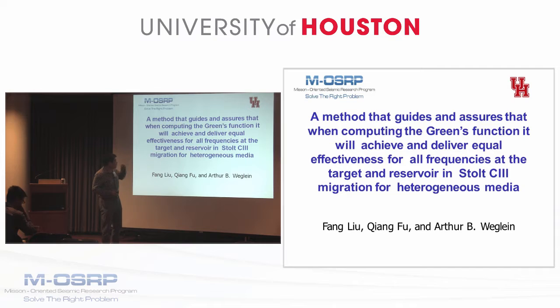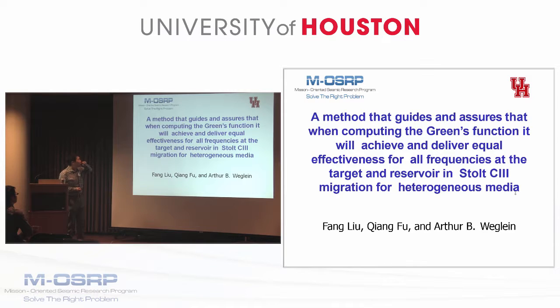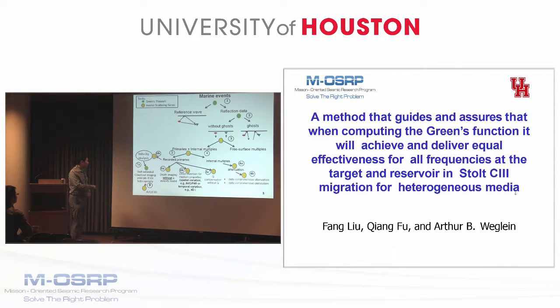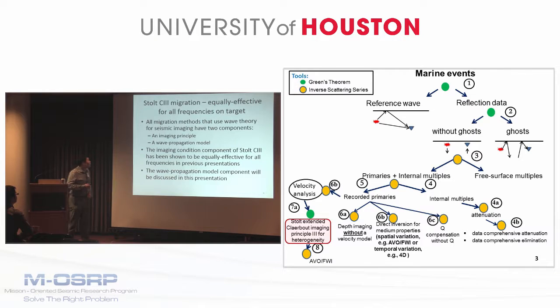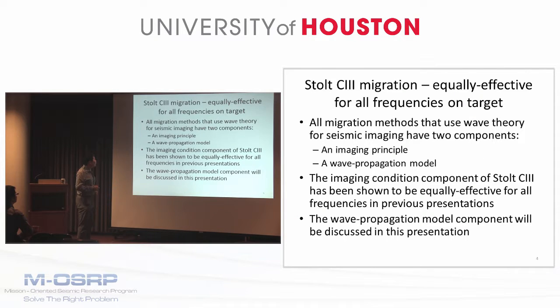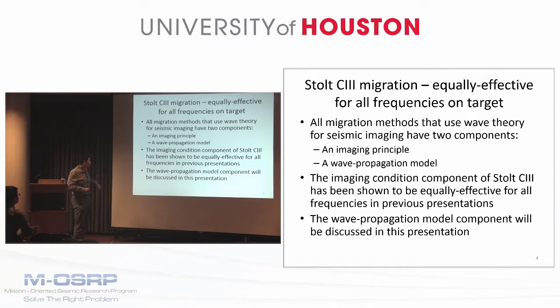Thank you. So in this presentation, I will just discuss how to implement the wave propagation component. It is the second component for the Stolt remigration for the heterogeneous medium, and keep the equally effective for all frequencies property. So we're still in this section on the tree. As we have already discussed in previous presentations, we have already covered the image principle and the Stolt C3, and shown that it's equally effective for all frequencies. In this one, we will discuss how to implement the second one, a wave propagation model for heterogeneous medium that keeps the equally effective for all frequencies property.